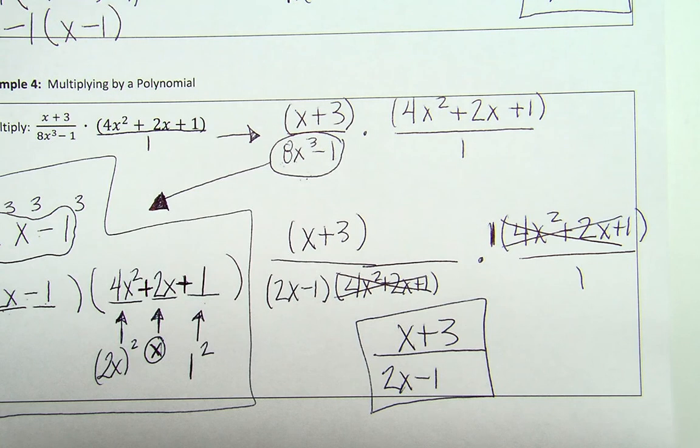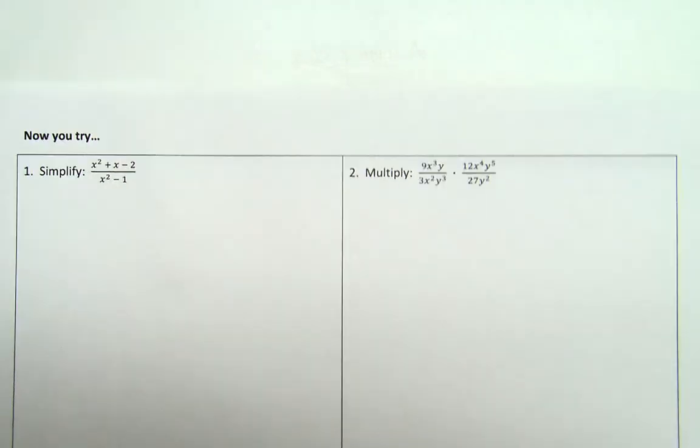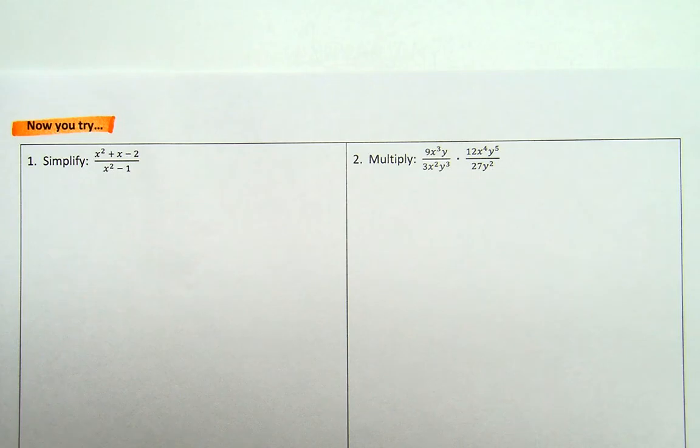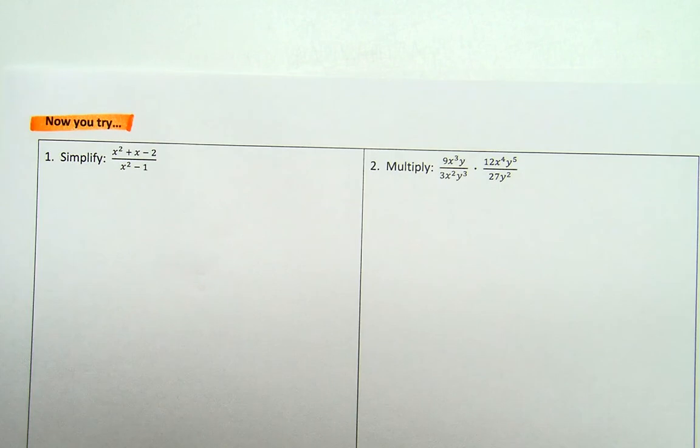At this point, you have 4 now you try's that you can work on. We'll go over these answers together the next time we meet in class. And now we're going to move on to our next video, which is dealing with dividing rational expressions.